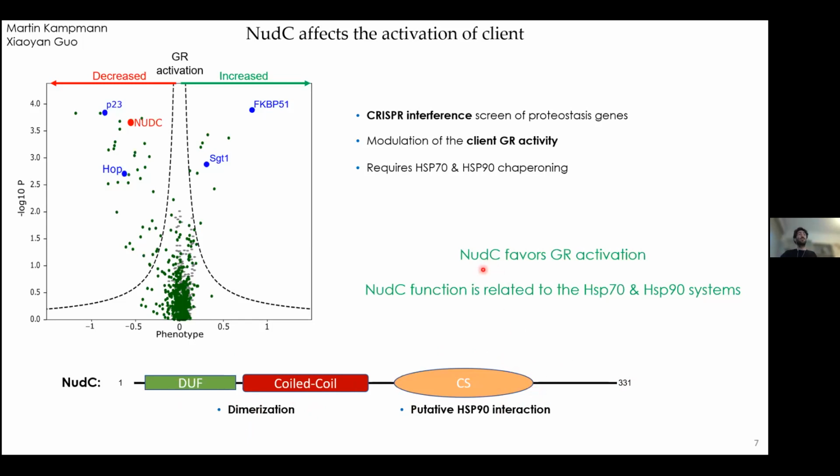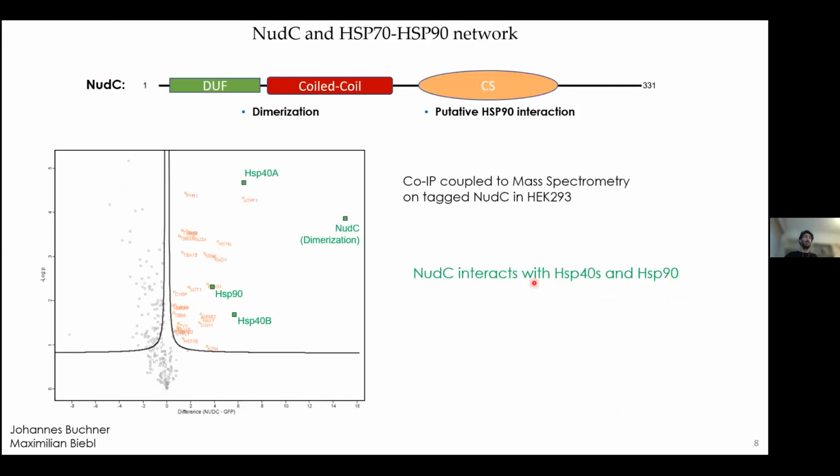So we know that the knockout of NOTC has a strong effect on G activation, but we don't know specifically how it interacts with this system. And for this, our collaborator again developed a co-IP setup coupled with mass spectrometry to identify the partners of NOTC in cell. And this is the result.